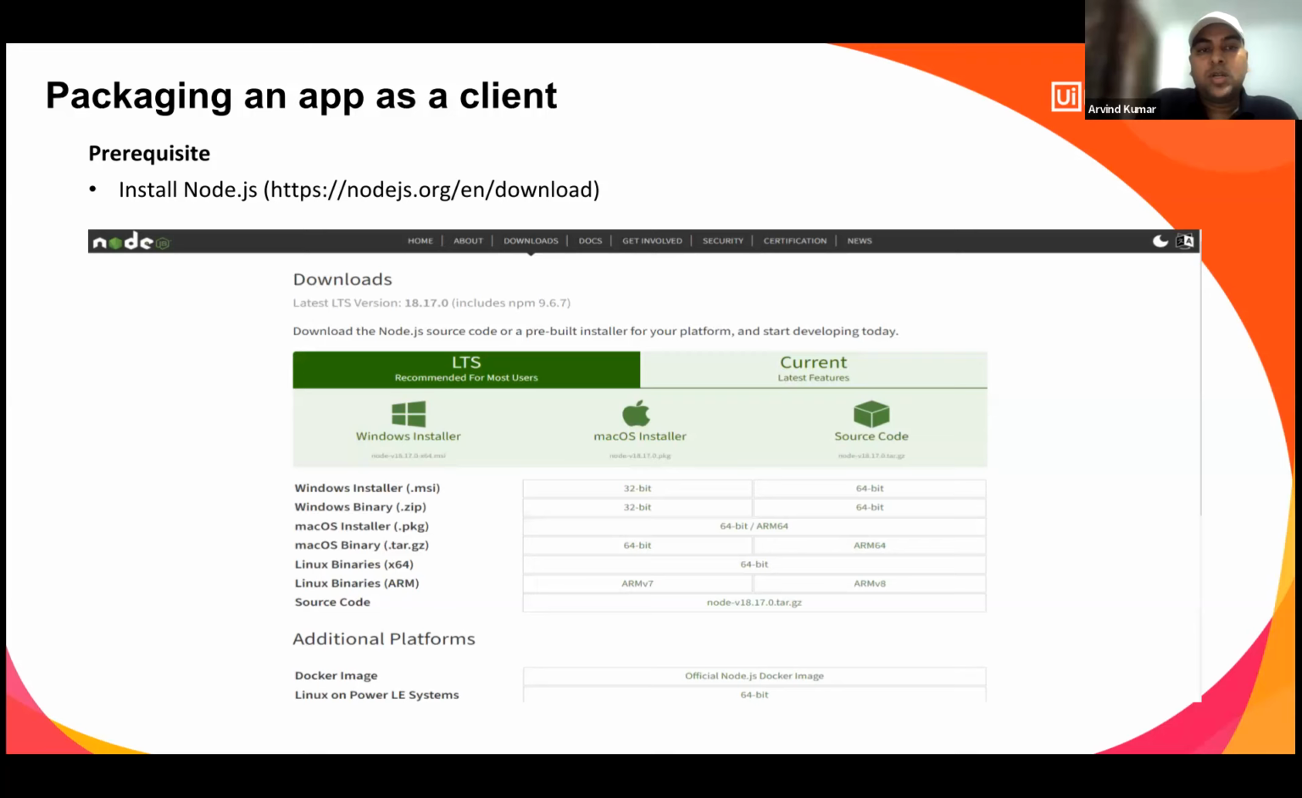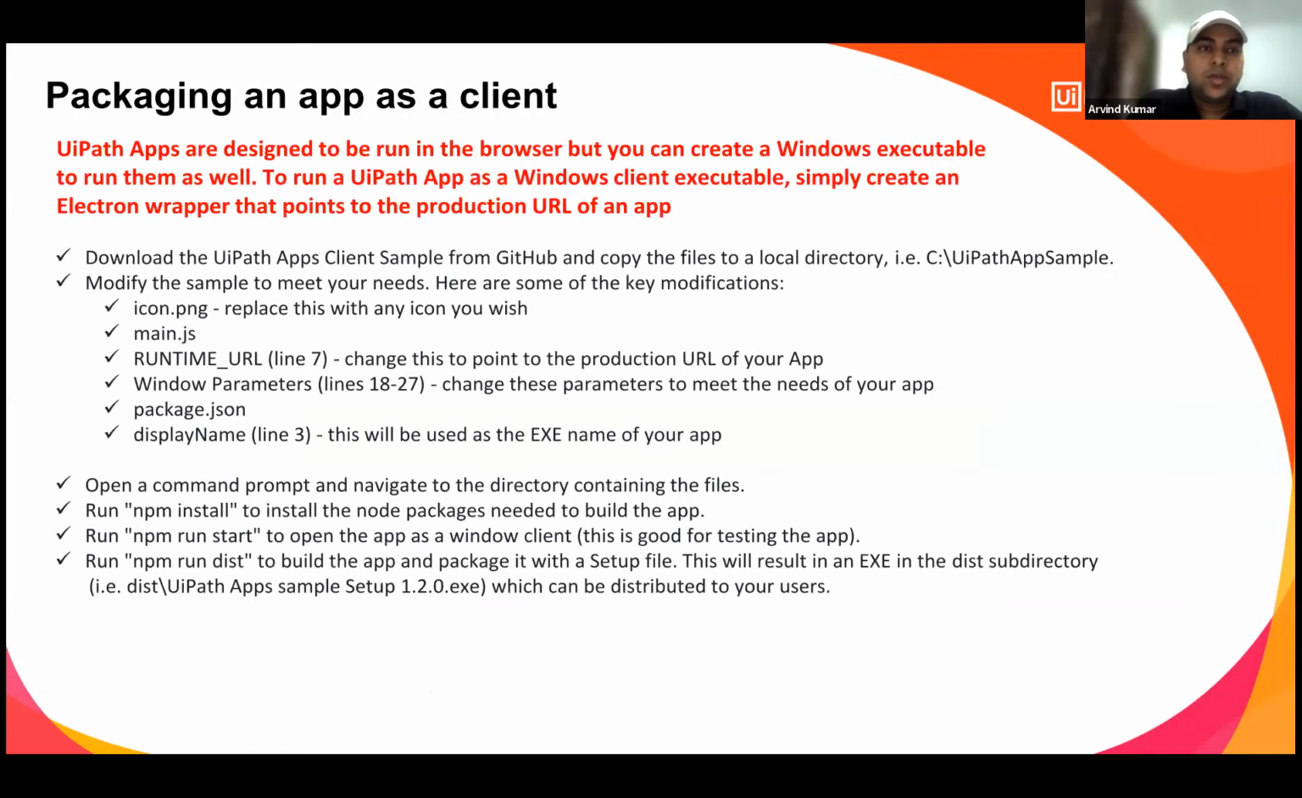And once you install Node.js, you will have the capability to run the application on your system anywhere. So now, for packaging the app as a client, we have something developed by UiPath. You can just go into GitHub and download it. And once you download it, you need to change some icon. I will go through this maybe in real time. Once you modify the sample, you can just rename your application. Like if you have a leave request, or something else, you can just go and rename it.